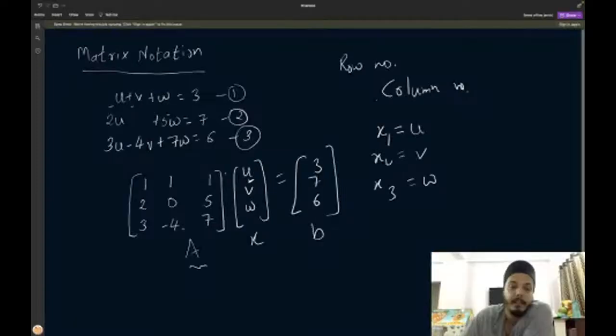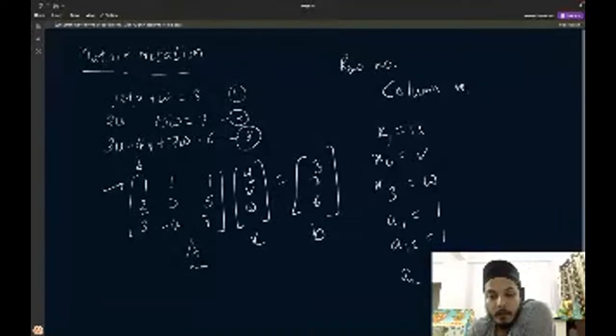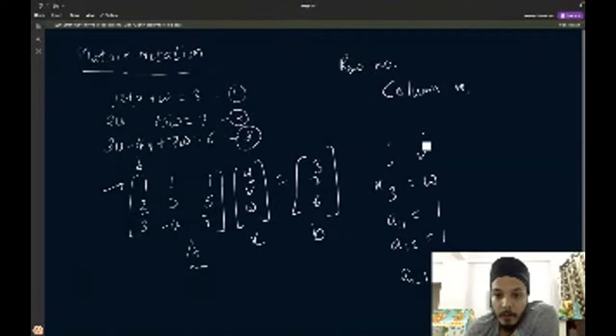Now in the matrix case, you will need two subscripts, that is, the row and the column. So our a11 will be nothing but 1. Similarly, a first row second column will be nothing but again 1. Now this 2 will be nothing but a second row first column, so a21 is 2. So now we have seen how to write the elements of the matrices.